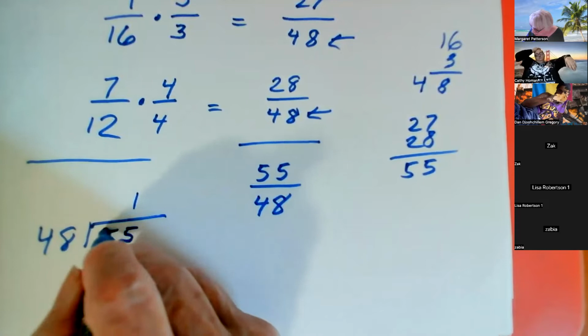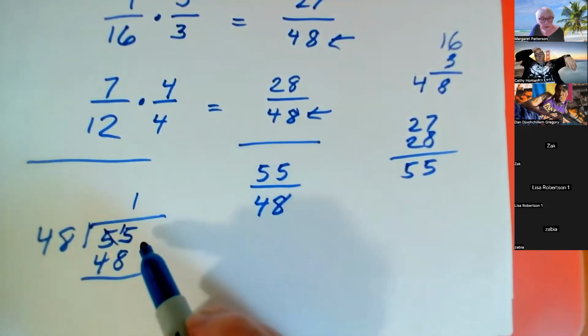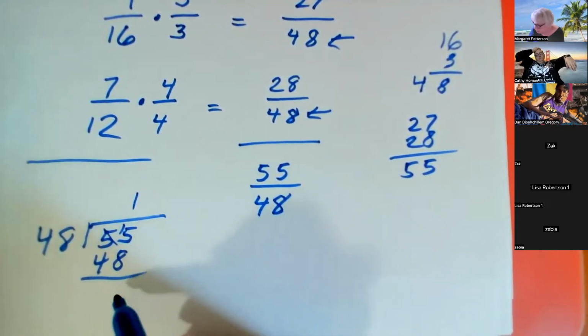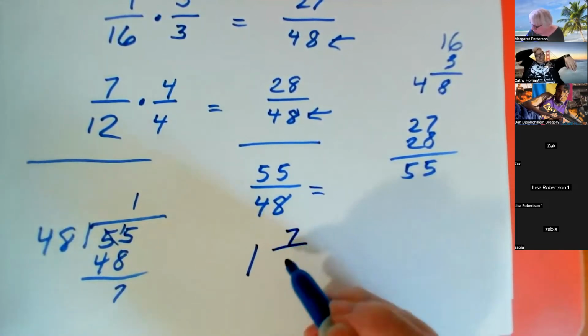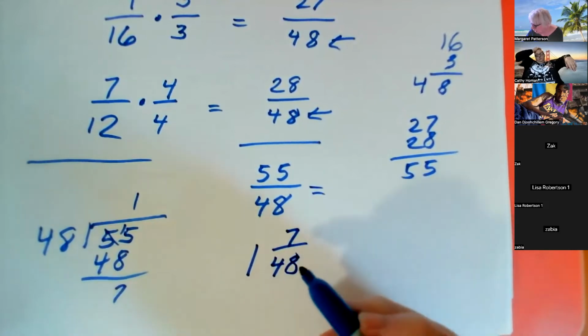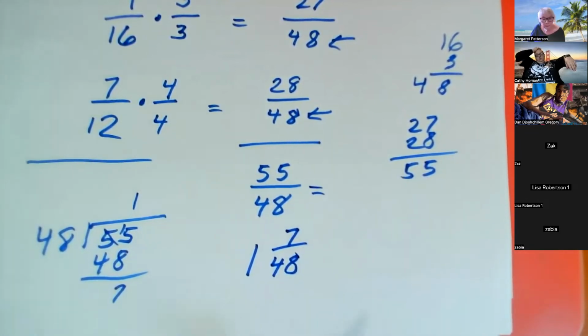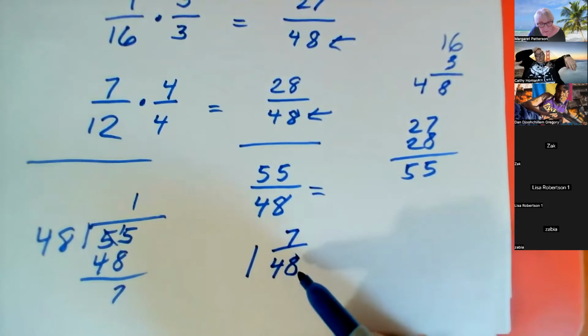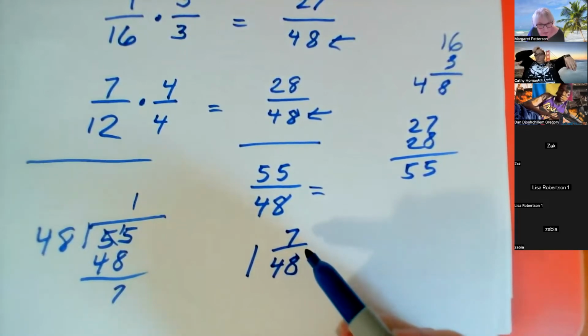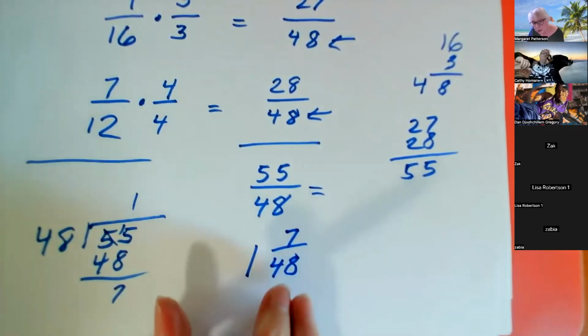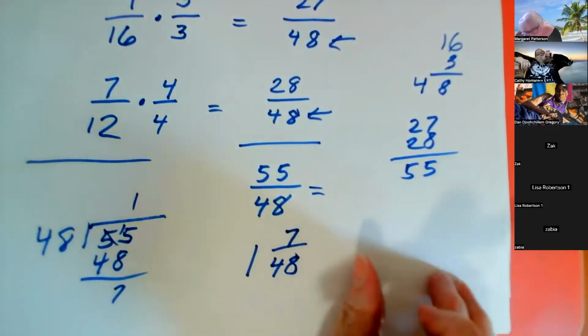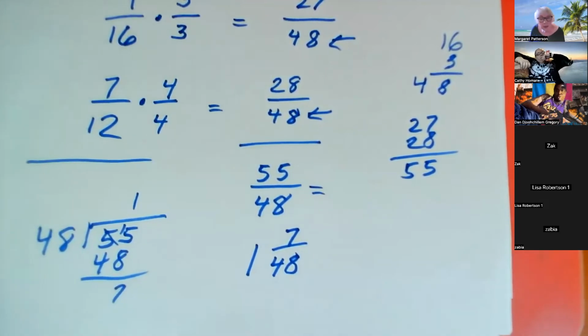And I'm going to borrow here and make that 15 take away 8 is 7. So the other answer is 1 and 7 over 48. This may reduce, but it doesn't in this particular problem, but this could reduce, it's possible. And so you look at it so that when you turn your answer in, it's considered simplified. Okay. What do you think?